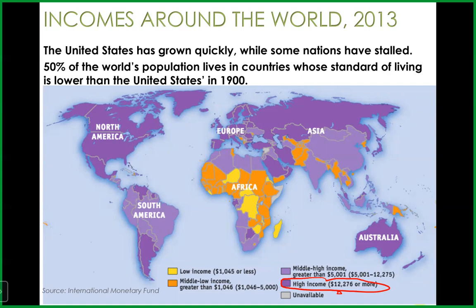Those are defined as high income, and the lighter the color, the lower the income. Just look here. What does low income mean? Low income is $1,450 or less per year. What does that mean? That just means per day they have less than $3 to spend. Just imagine if you only had $3 to spend each day, what would your life look like?